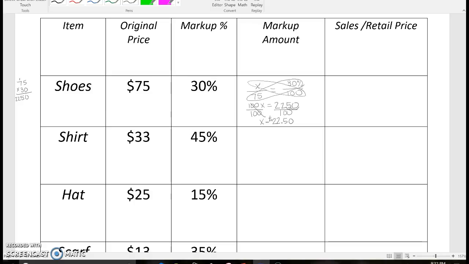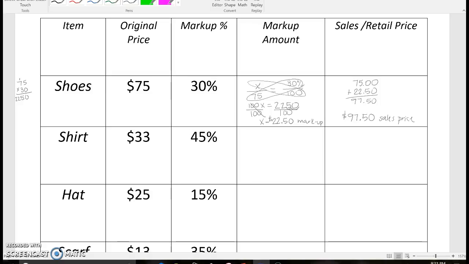But then here it's asking me for my sales or my retail price, right? When somebody goes shopping and they buy it, they're paying the original price plus the markup, okay? So we're going to take our original price, which was $75, and I'm always going to add my markup amount, so plus $22.50. So I have 50 cents, 5, 6, 7, 7, 8, 9. So my sales price is $97.50. So this is sales price, and this here was my markup. With a problem like this, we're using our percent proportion, and we are finding the dollar amount for that percentage, and we're adding that to our original price.